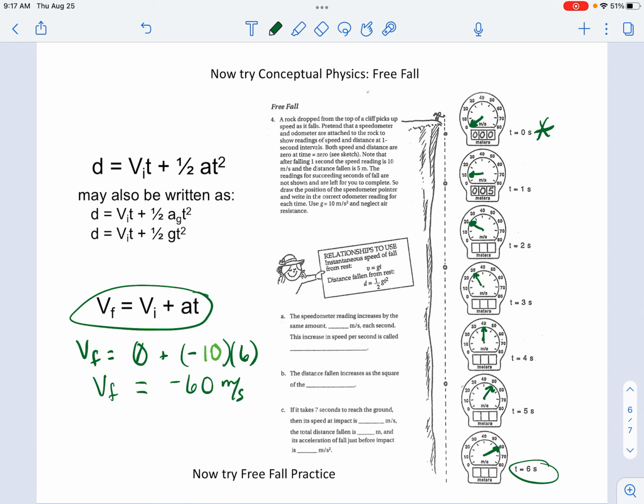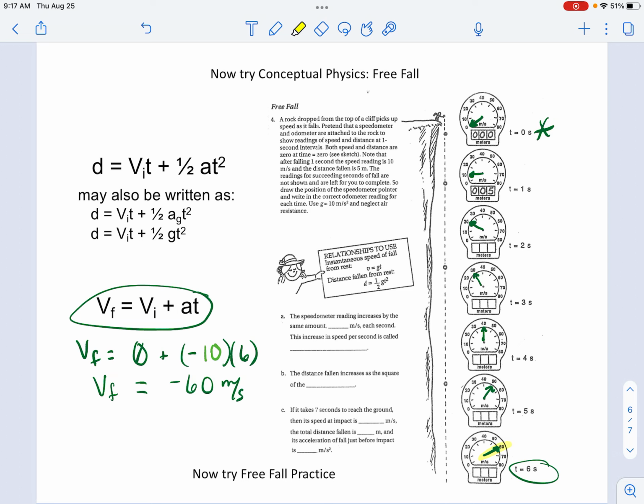But here we are really just looking at the speed. How do I know that? Because this is a speedometer, because there are no negative numbers on my dial here. So they're really just asking for the magnitude of how fast my object is going. So I would say my object has a speed of 60 meters per second. And if you look at this very last picture that goes with the 6 seconds, that is indeed what the dial is at.